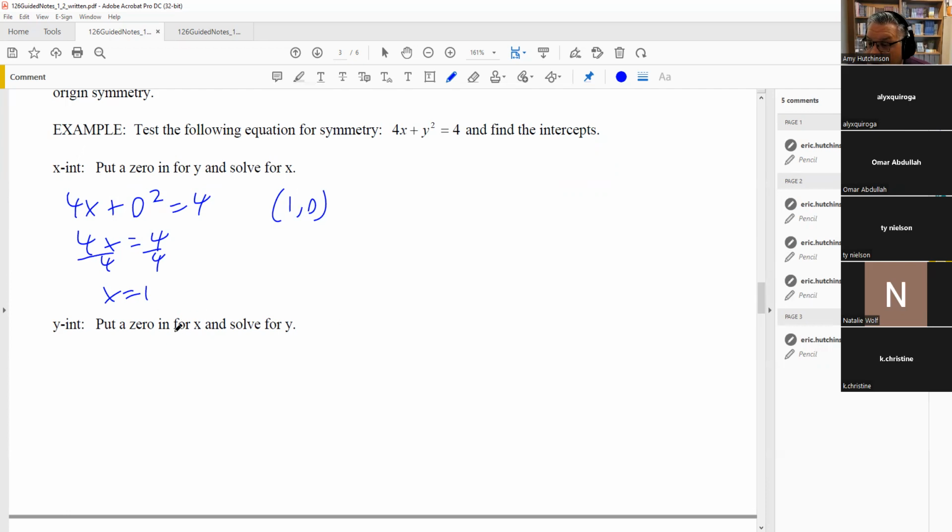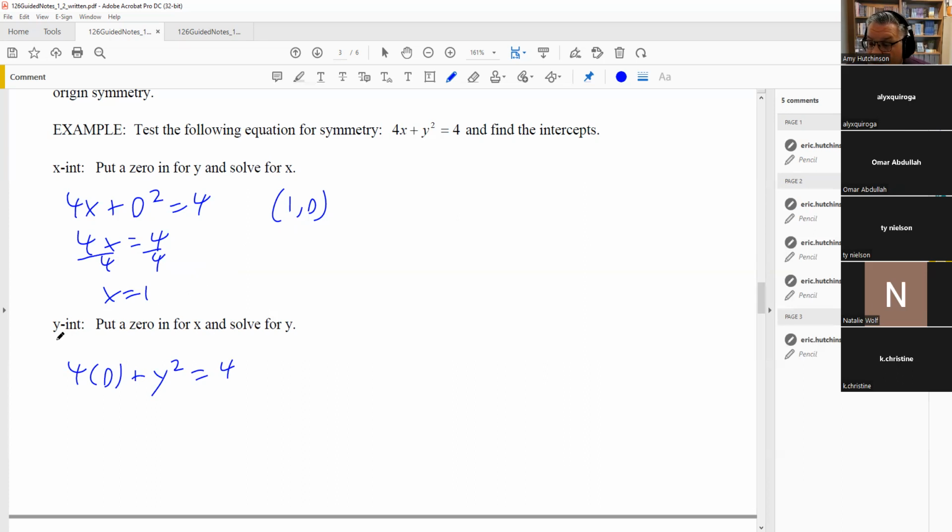For the y-intercept, you put a 0 in for x and solve for y. If you notice, this is actually the same equation we just talked about yesterday. So I'm just doing these again as a review here. Okay.